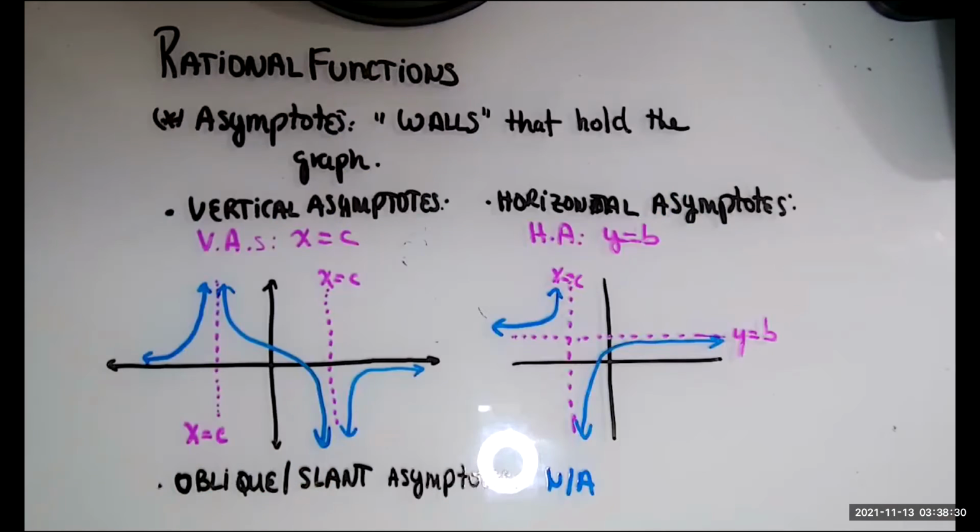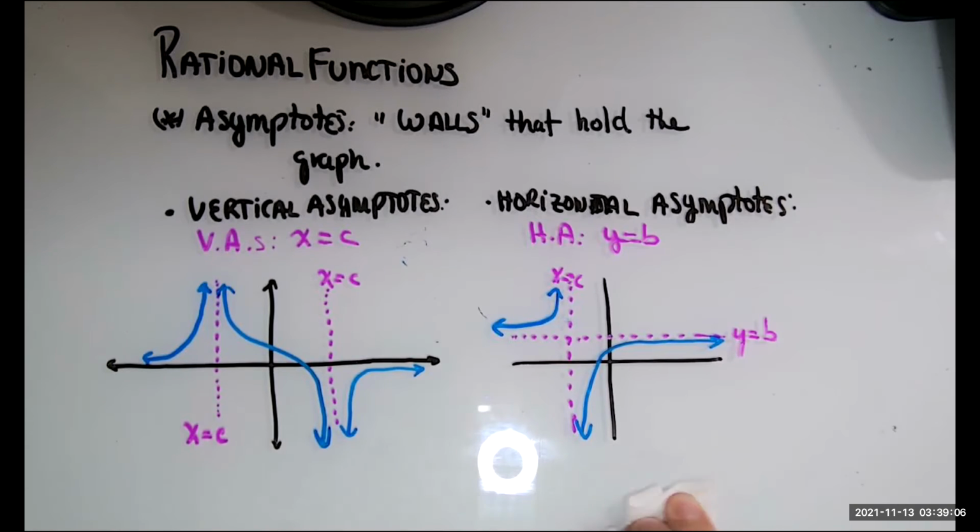Let's go ahead and discuss. An important topic of rational functions will be asymptotes. Asymptotes can be seen like quote unquote walls or lines that hold the graph, and don't let the graph continue its path. So we will experience three types of asymptotes: vertical asymptotes, horizontal asymptotes, or oblique or slant asymptotes. We do not discuss oblique or slant asymptotes in college algebra, so I'm going to skip this one. If and when you move to pre-calculus, then we'll talk about slant or oblique asymptotes.